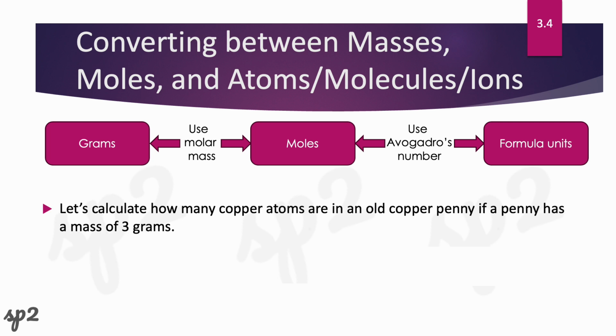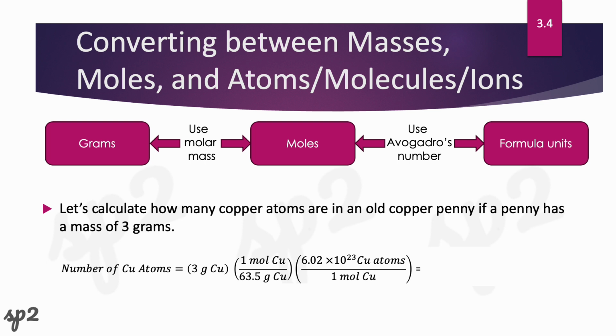Okay, so let's take a look at this example. The question here is how many copper atoms are in the old copper penny? We have the mass of the penny as 3 grams, and let's assume that we don't have anything else other than copper. So it's a pure copper penny. Okay, so I'm looking for the number of copper atoms here.